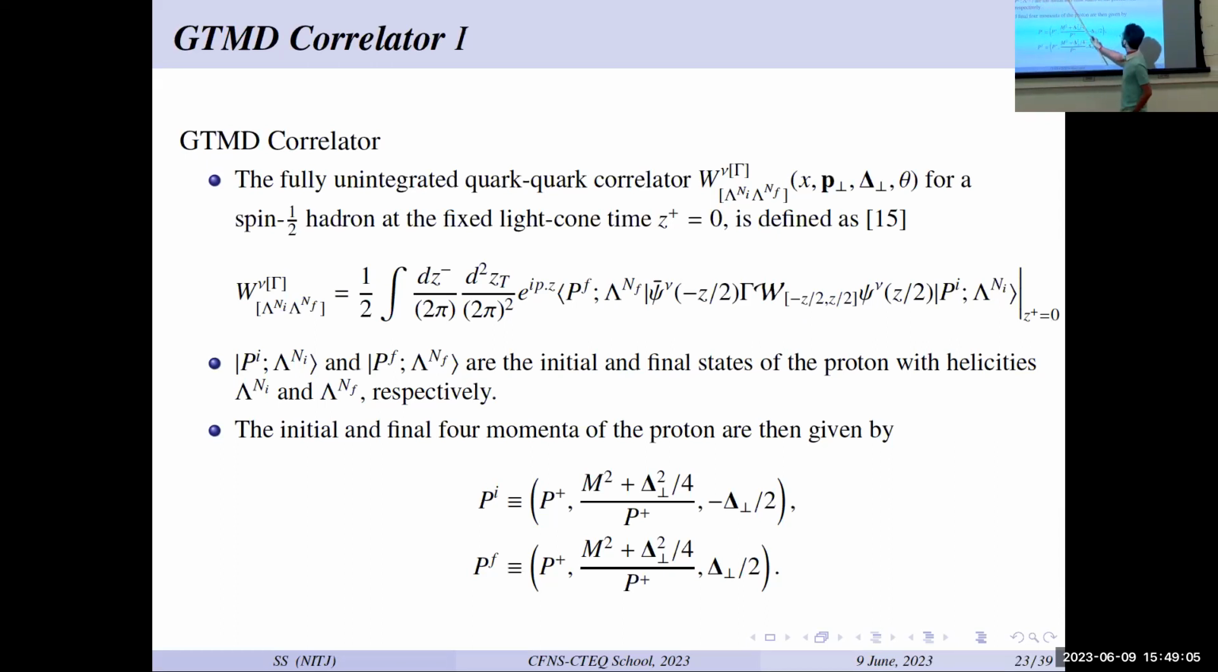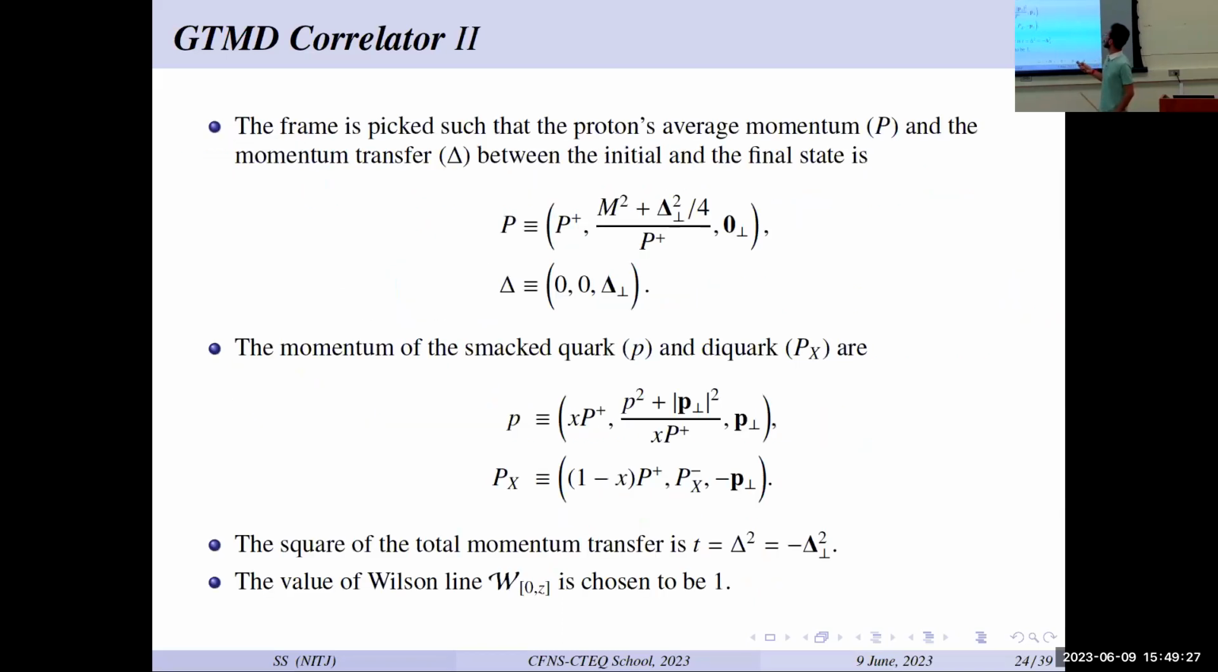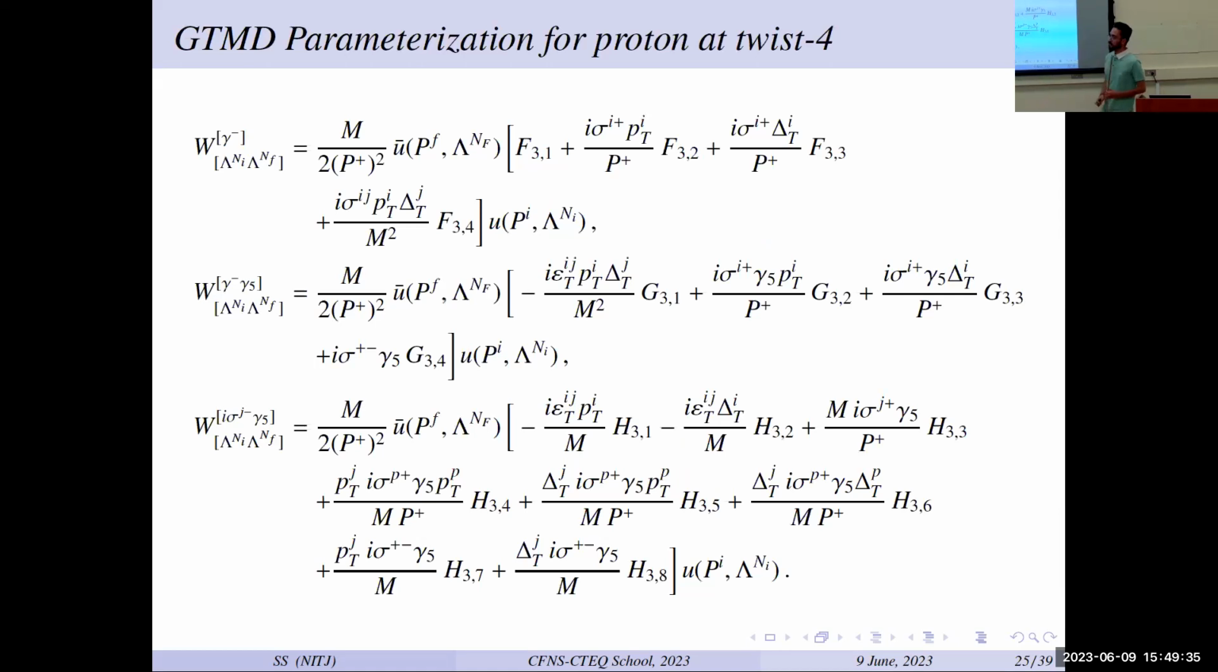This is the final state of the hadron, and this is the initial state of the hadron. This is the quark field operator, and this is the Dirac matrix. We calculate different GTMDs depending upon what value of the Dirac matrix we are using, and this is the Wilson line. Let me clarify that we are taking the Wilson line to be 1, and whatever we are getting corresponds to the Wandzura-Wilczek approximation.